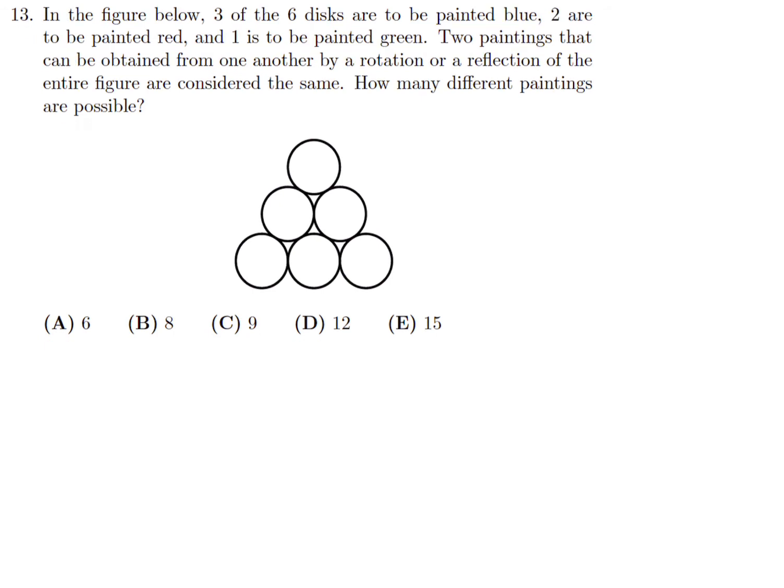In the figure below, 3 of the discs are to be painted blue, 2 are to be painted red, and 1 is to be painted green. 2 paintings that can be obtained from one another by rotation or a reflection of the entire figure are considered the same. How many different paintings are possible?